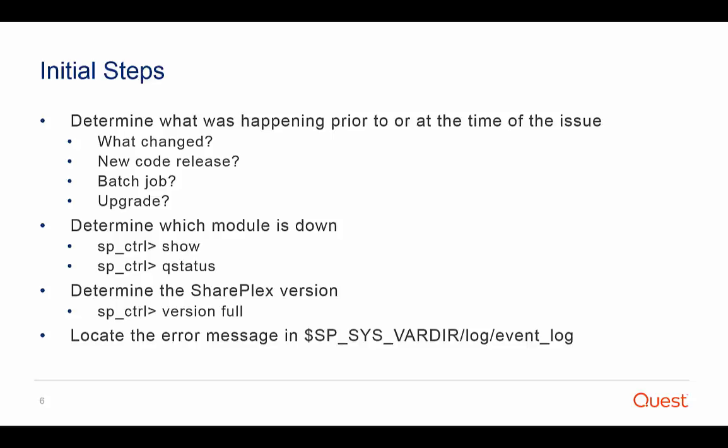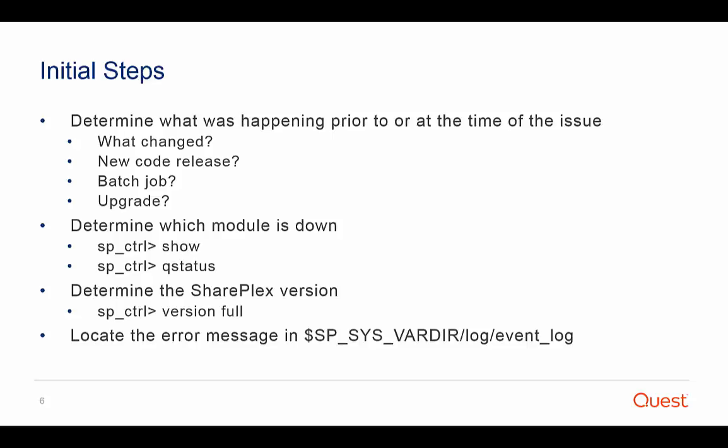Then determine which SharePlex process and queue are experiencing the issue. The queue status and show commands in SP control are good starting points. Then determine the SharePlex version. This is important because the functionality may be different and there may be known issues that are resolved in later versions. The command to get the version is version full.